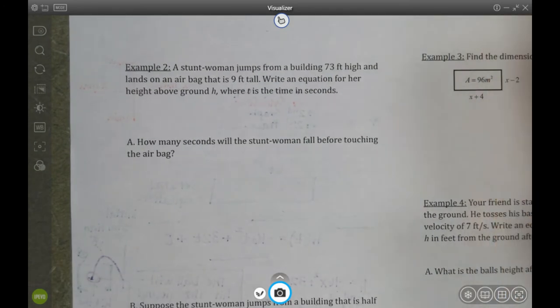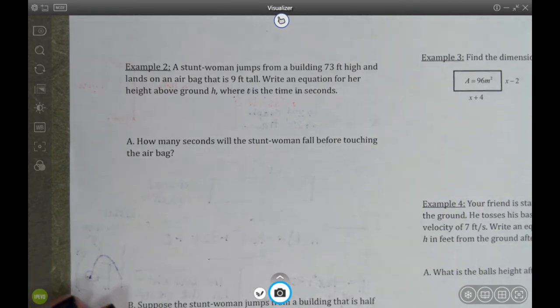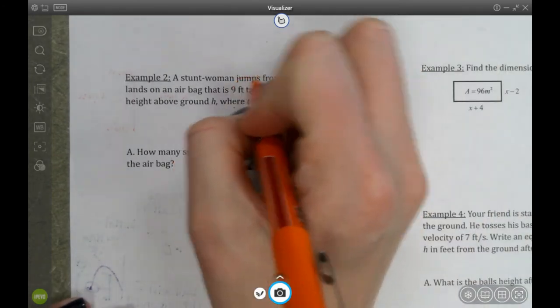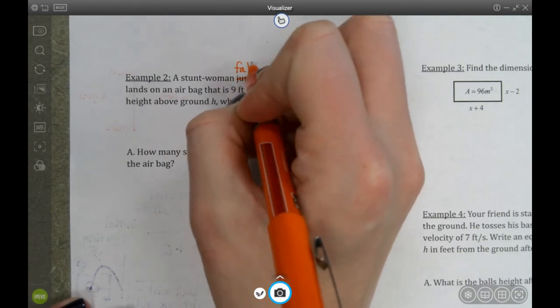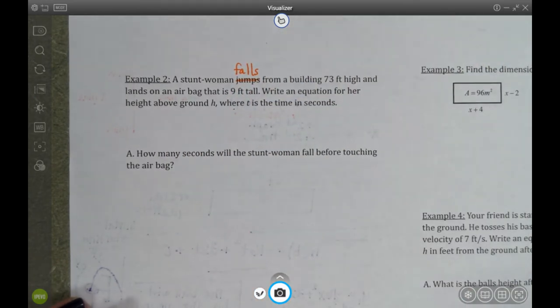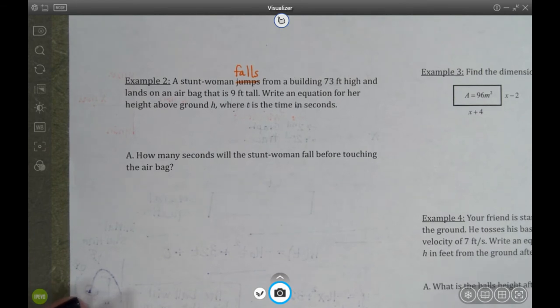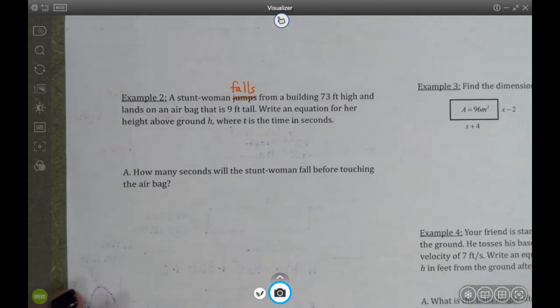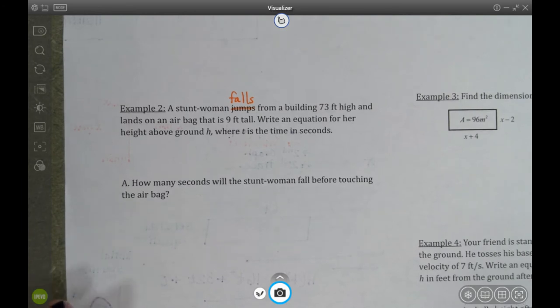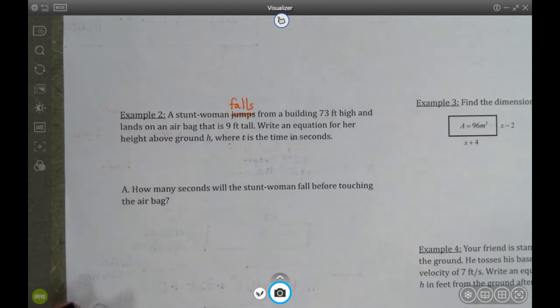Okay, our next example is talking about a stunt woman. It says a stunt woman jumps, but we're going to say she falls. A stunt woman falls from a building 73 feet high and lands on an airbag that is 9 feet tall. Write an equation for her height above the ground h, where t is the time in seconds. Just like last time, I'm going to draw a picture of what this actually looks like so I can get it in my head before I try to graph it on my calculator.